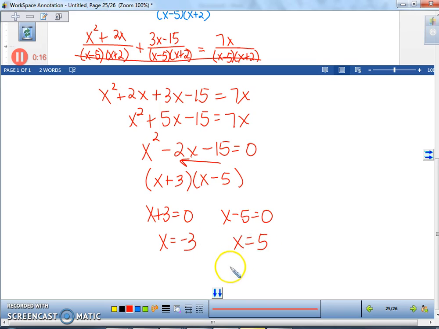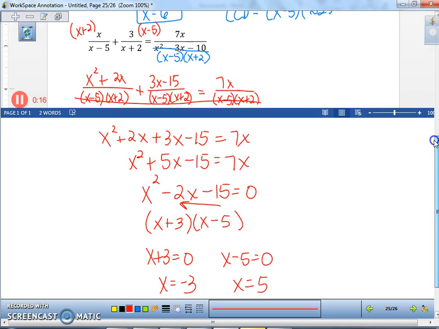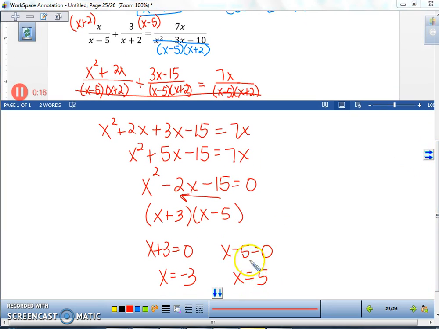And before I box my answers and make sure they're correct, I'm going to go back and make sure they don't make my denominator 0. If I plug in 5 into the denominator here, I would have 5 minus 5, which would get me 0, so then 5 would not work. If I plugged in negative 3, it works fine, and so therefore only negative 3 is the solution.